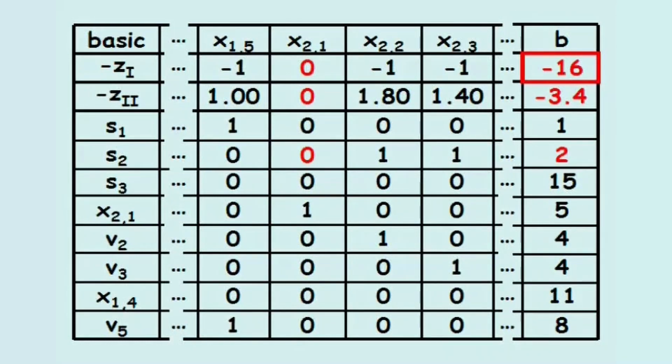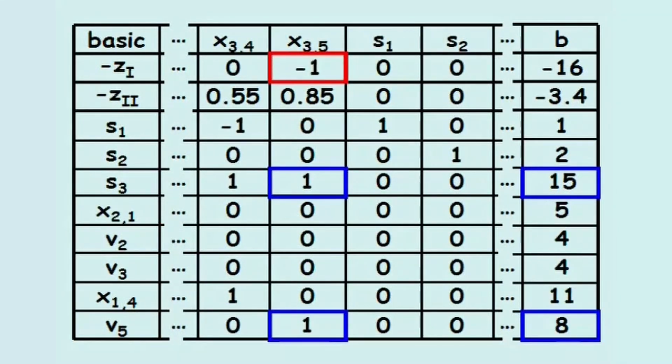After just 2 iterations of the simplex algorithm, our phase 1 objective function value has decreased from 32 to 16. However, there are still 3 artificial variables to be removed from the basis before we're done with phase 1. Next, we'll choose variable x35 to enter the basis in place of artificial variable v5, since 8 is a smaller positive number than 15.